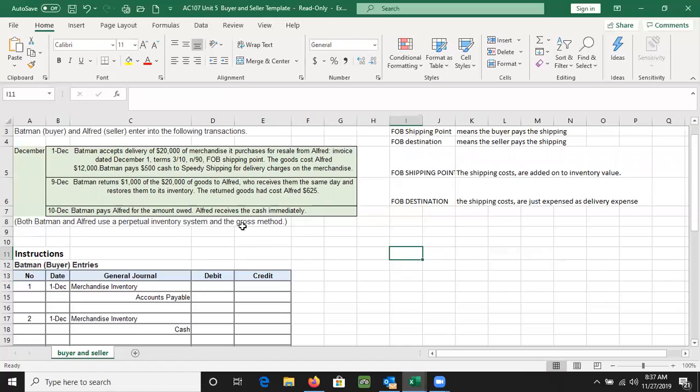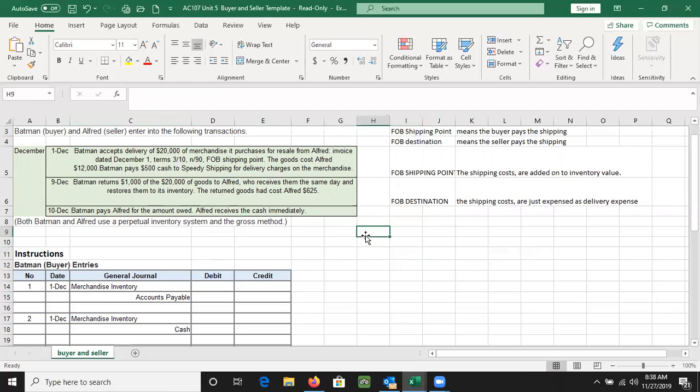So what the gross method means is there's two different methods. The gross method means that you don't recognize the discount. So these terms up here, you don't recognize them unless the company actually receives them.